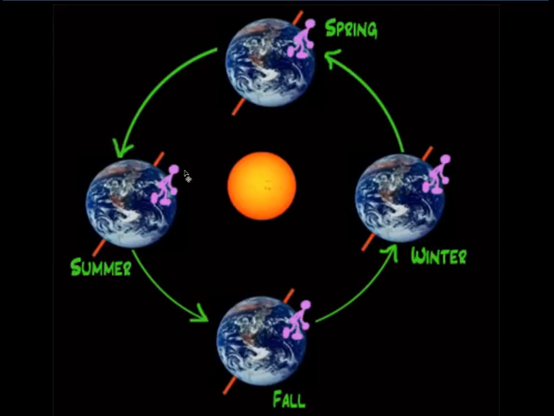That's why when we have summer, it is hot because the earth is tilted closer toward the sun. And when we have winter, it's cold because the earth is tilted away from the sun. Different places around the world experience their seasons at different times of the year based on their location on the earth.